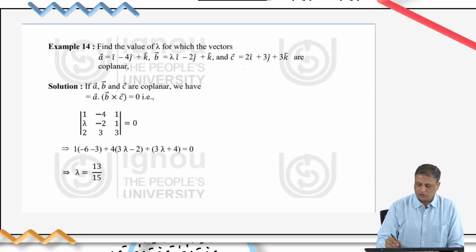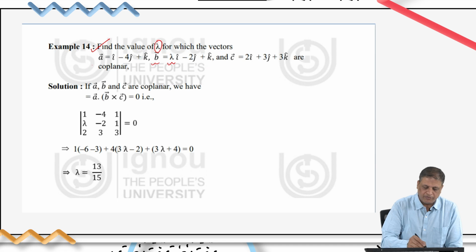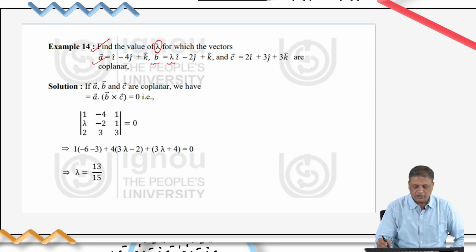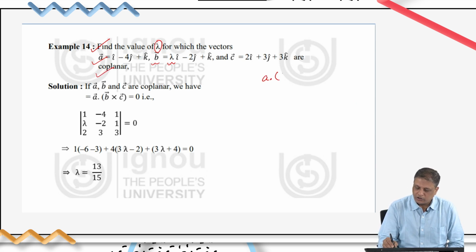Now, this is somewhat an example of a different type, wherein we need to find the value of lambda. Lambda is the coefficient of unit vector i in vector B, and we are given the vectors A, B and C, and it is said that they are coplanar. And we learned that when the vectors are coplanar, then their scalar triple product, that is A dot B cross C, should be equal to 0.